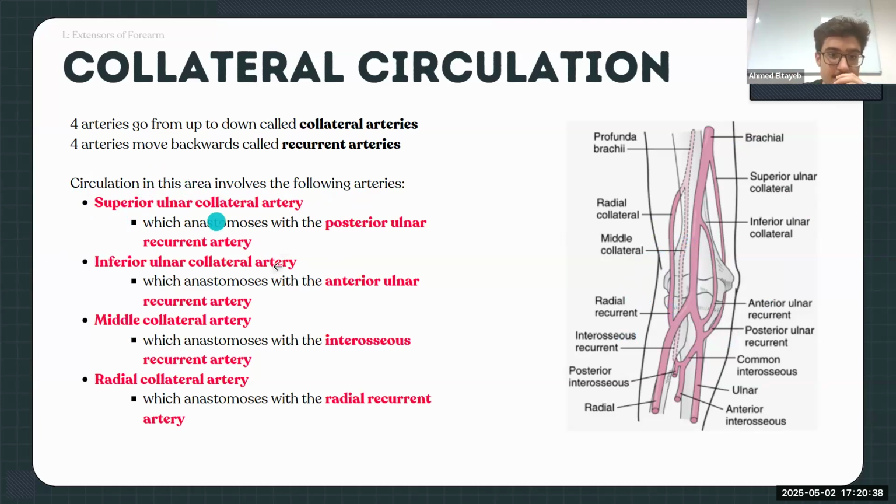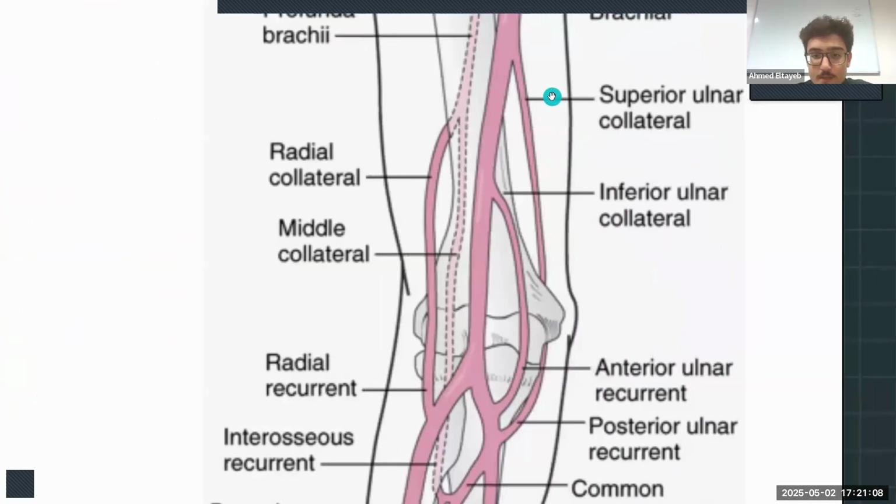First of all, let's recall our branches from the ulna. We have the posterior ulnar recurrent artery and the anterior ulnar recurrent artery. We also have a superior ulnar collateral artery and an inferior ulnar collateral artery. Okay, now we're gonna have them anastomose and connect in a weird way. The superior will connect with the posterior, inferior will connect with the anterior. Like so, let's look over here.